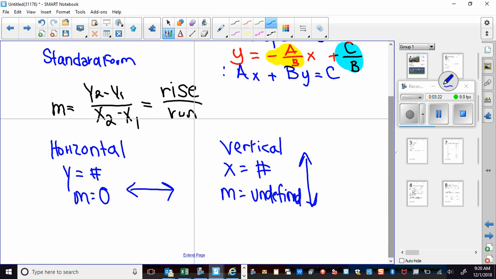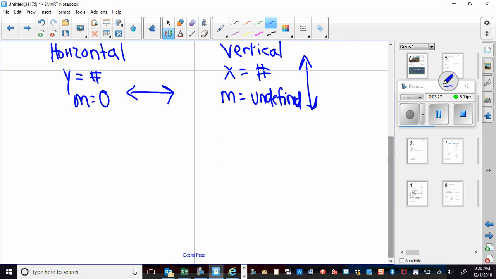What else did we go over in Unit 5? We went over x-intercepts and y-intercepts. For x-intercepts, y equals 0. For y-intercepts, x equals 0. And we solve for those values. Okay?